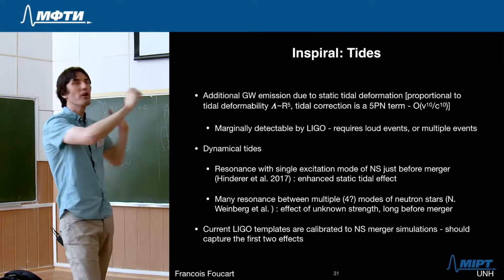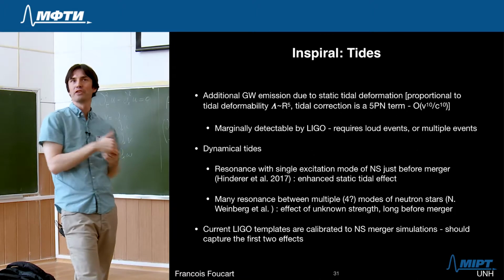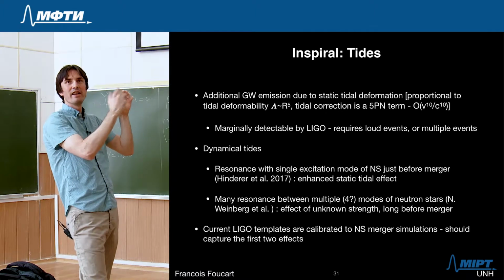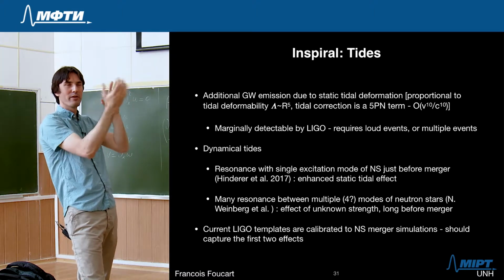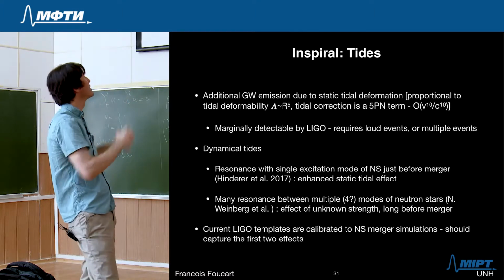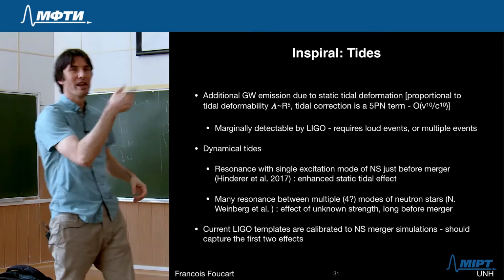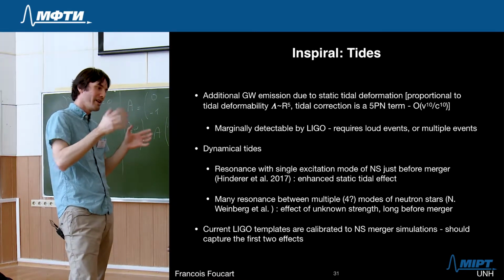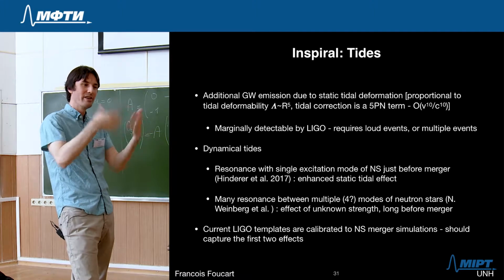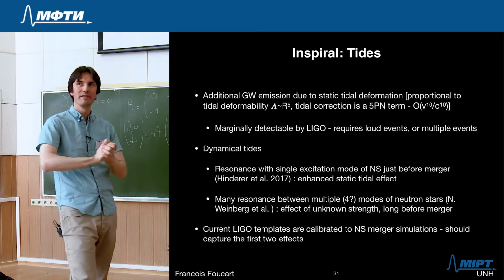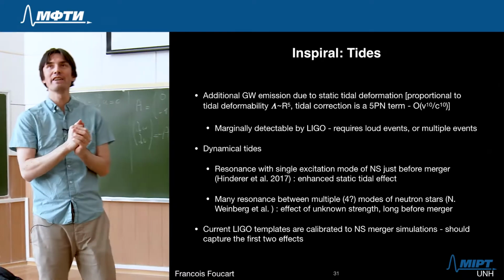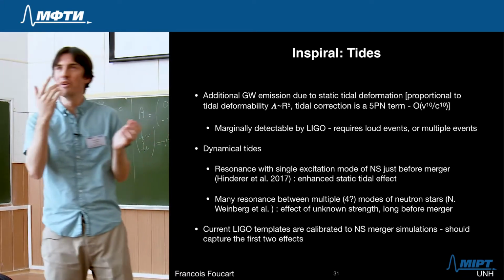There are other effects that depend on the size of the neutron star. There can be resonances between an excitation mode of the neutron star, so whatever the ringing mode of the neutron star is, and the orbital evolution of the system, which excites the neutron star and leads to the production of more gravitational waves. And that can enhance tidal effects significantly, but only during the last maybe couple orbits of the system.